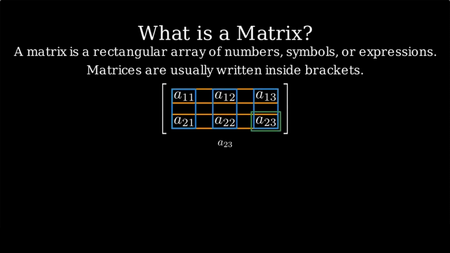The entry a sub i j is an entry found in the ith row and jth column. For example, a sub 2-3 is the entry found in the 2nd row and 3rd column.